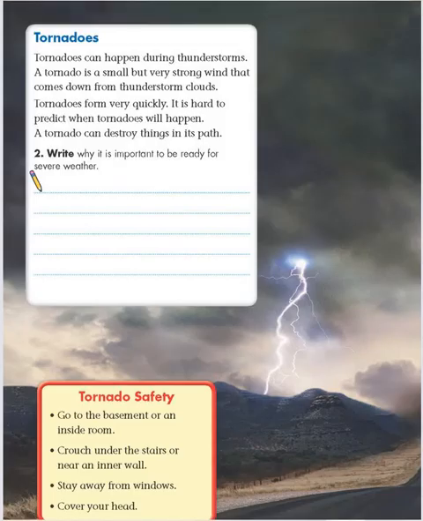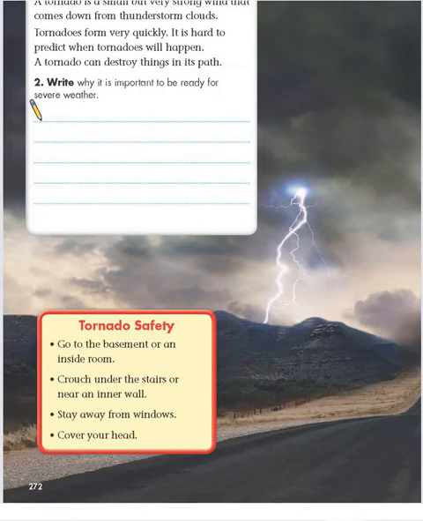Tornadoes, they are small, spinning or rotating and very fast winds. Small, very strong, very fast and spinning or rotating winds. They come down from thunderstorm clouds. They start suddenly. You cannot predict, you cannot know when or where a tornado can happen. So it just happens suddenly.